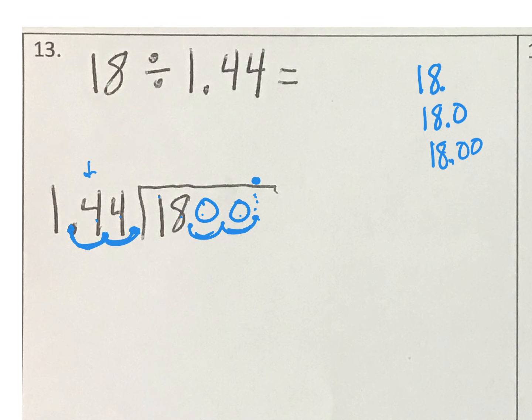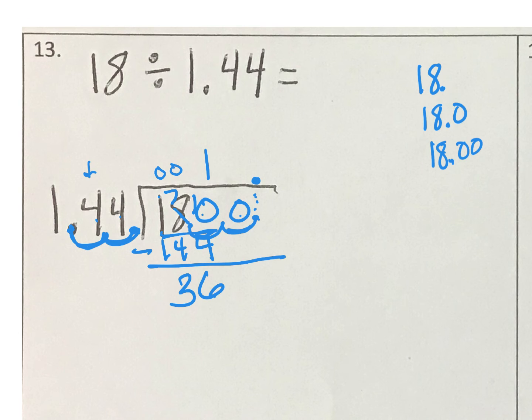All right, so 144, does that go into 1? No, 0 times there. 144 go into 18? No, 0 there. How about 144 go into 180? Yeah, 1 time. So 144, and I subtract that out. 0 minus 4 I can't do, so I come over here, 7. That becomes 10. 10 minus 4 is 6. 7 minus 4 is 3.